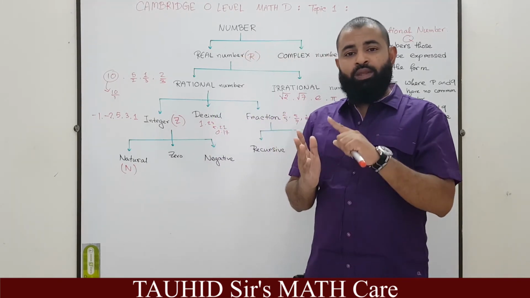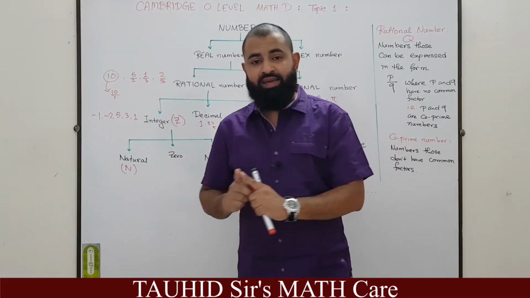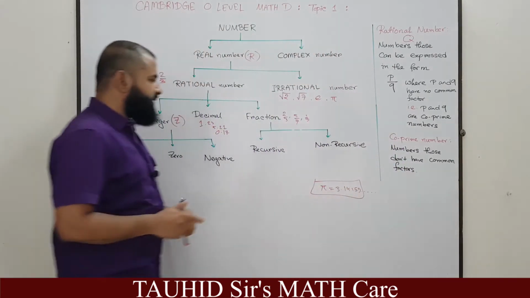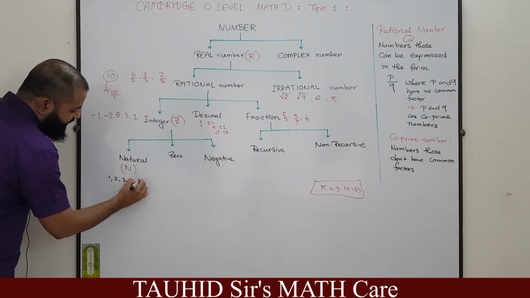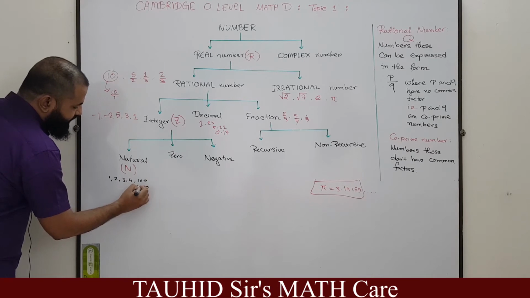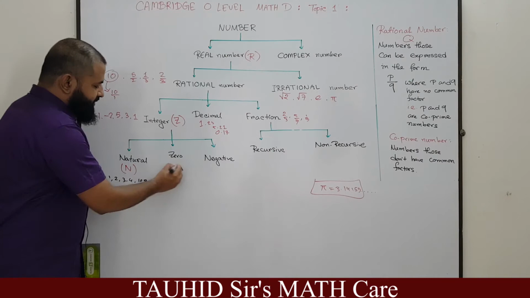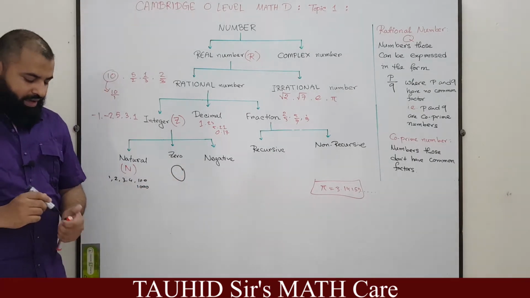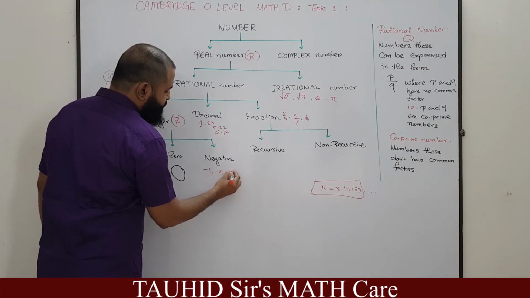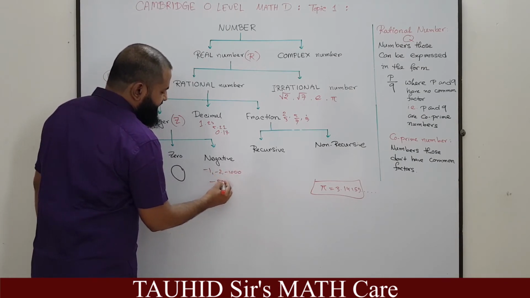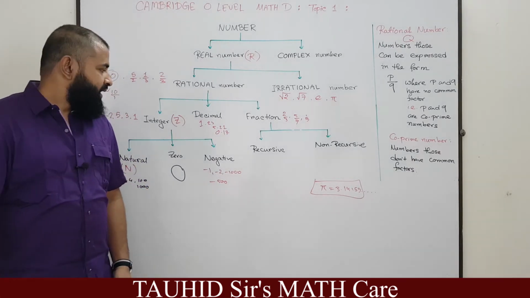That's why we call it natural number and we express it as N. Natural number means positive numbers: 1, 2, 3, 4, 100, 1000. These are natural numbers. 0, you know it. And negative numbers, -1, -2, -1000, -500. These are negative numbers. We don't need to discuss it longer.